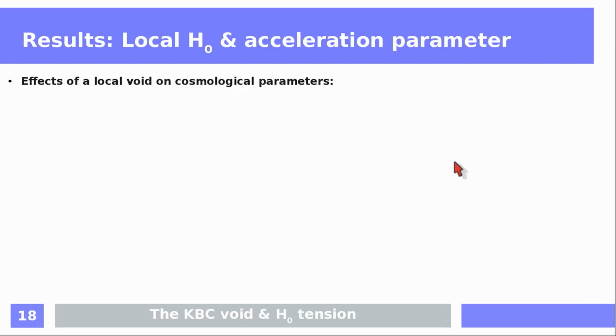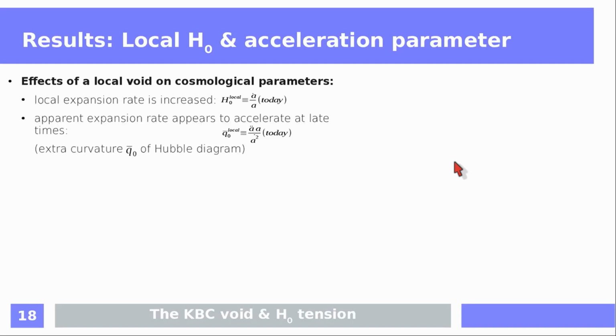Now I come maybe to the most interesting result of our simulations. As explained at the very beginning, an under-density affects the cosmological parameters in the local universe because parts of the universe beyond the void with more galaxies pull galaxies in the void outwards. And this causes the local expansion rate to increase. And it has another effect: the apparent expansion rate appears to accelerate at late times, which is the so-called acceleration parameter. And this describes an extra curvature, q0, in the Hubble diagram.